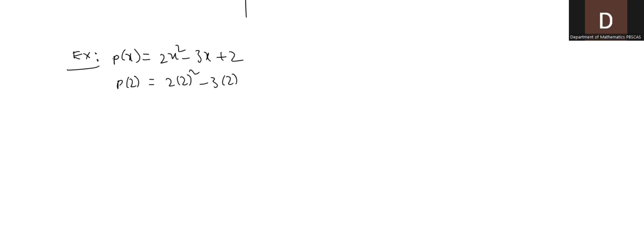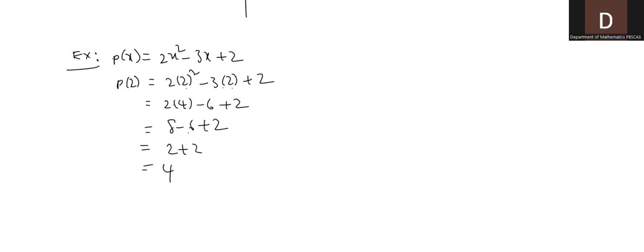2 into 2 squared means 4, minus 6, 3 twos are 6, plus 2. 2 fours are 8, minus 6, plus 2. 8 minus 6 means 2, plus 2, that is equal to 4. So 4 is the value of the given polynomial. And zeros of the polynomial, okay. Suppose another example. We will stop here.